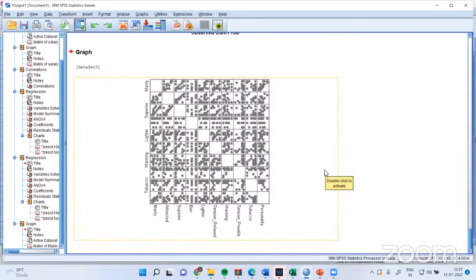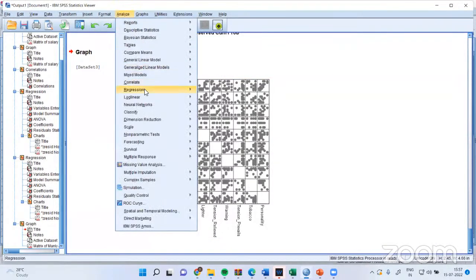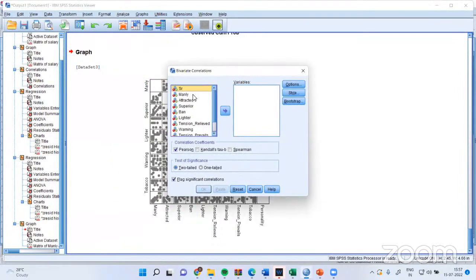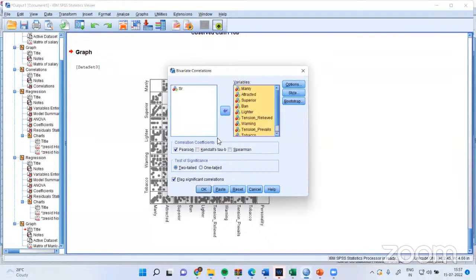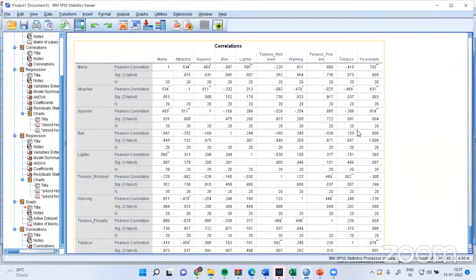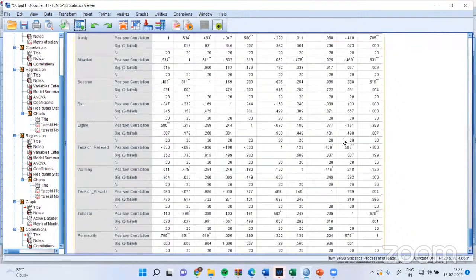So here it is not possible to view. So that is better. Analyze, correlate, bivariate. Now see those variables which are having more than 0.5 correlation among them and which are significant. Try to identify.